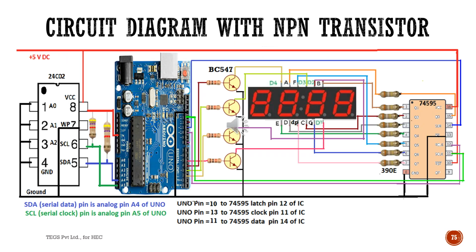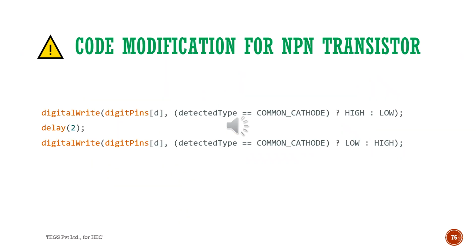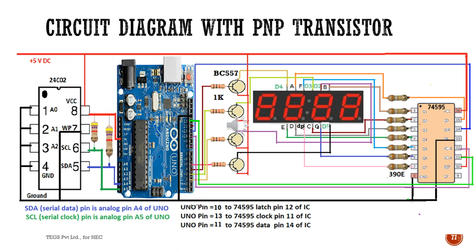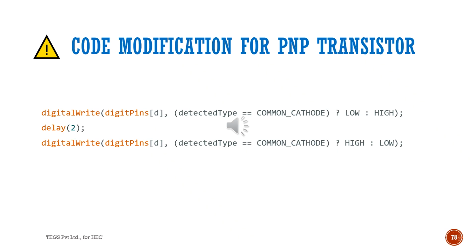Circuit diagram with NPN transistor driving the display. A code modification is needed in the display float subfunction in the last 2 lines. Please note the changes. This is the circuit diagram with the PNP transistor driving the display. This is the code modification needed in the display float subfunction in the code, and please note the changes.